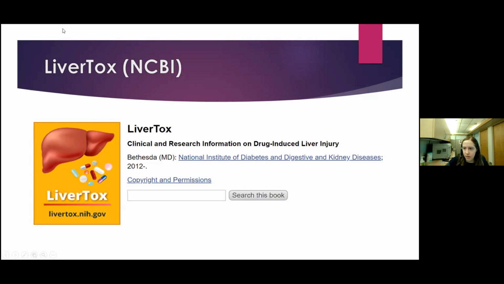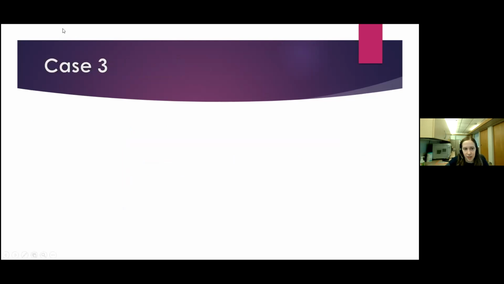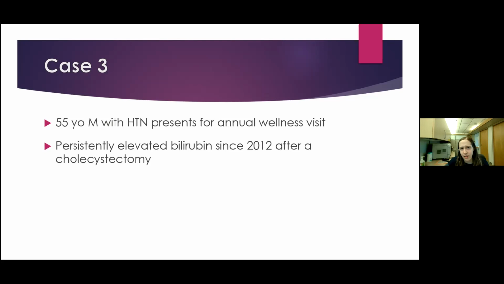We'll move on to our third case, and this is actually one of my patients. Imagine that you're seeing him in clinic. He's a 55-year-old man with a history of mild hypertension. He's coming in for his annual wellness visit, and he's worried about his liver. He had a cholecystectomy in 2012, at which time he had some lab workup that showed that his bilirubin was elevated. It's been persistently elevated every time it's been checked since then.